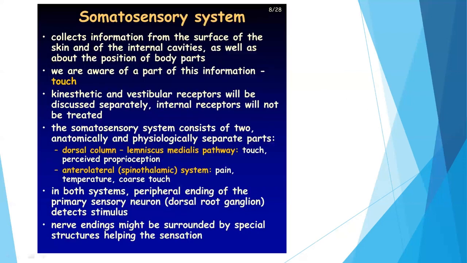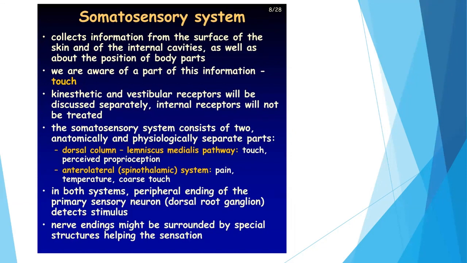Now, talking about the somatosensory system, it collects information from the surface of the skin and of the internal cavities, as well as about the position of body parts. We are aware of a part of this information, touch. Kinesthetic and vestibular receptors will be discussed separately; we have discussed it in the previous videos. The internal receptors will not be treated.